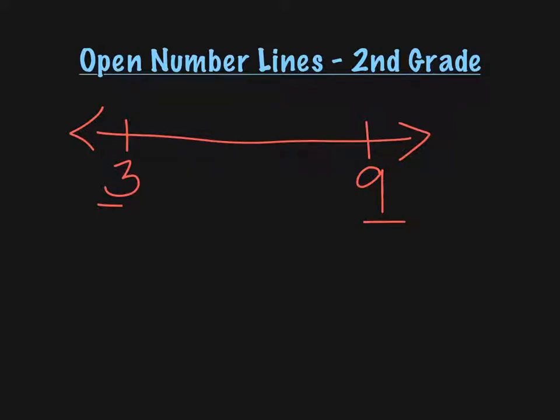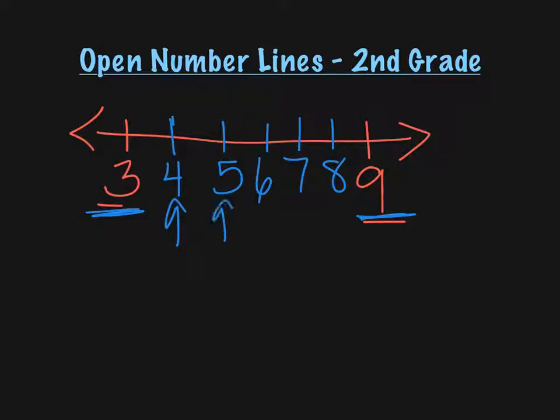So after 3 comes what? Good. 4, then 5, good. Next, 6, next, 7, and then 8, and then we get to our 9. Okay, so these are number lines. And I went ahead and I filled in the missing numbers.